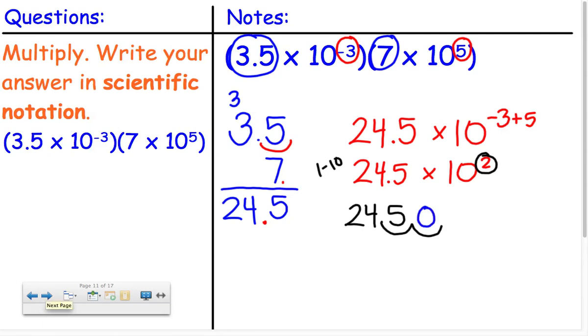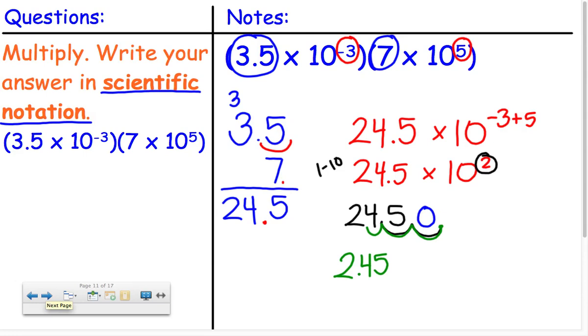Now, I'm not quite done yet because they want our answer in scientific notation. So now I'm going to take 2,450 and put it in scientific notation. So my decimal's right here at the end. I'm going to move it 1, 2, 3 spots. So I have 2.45.